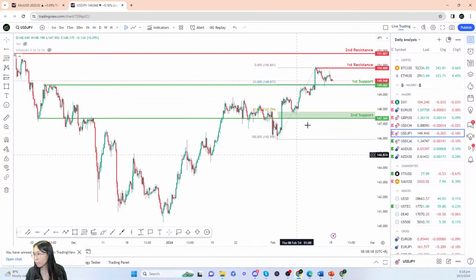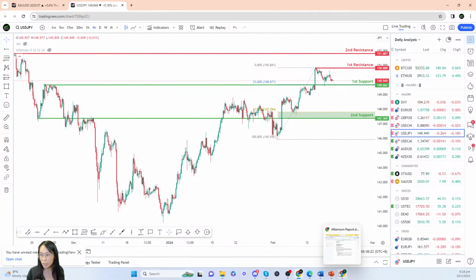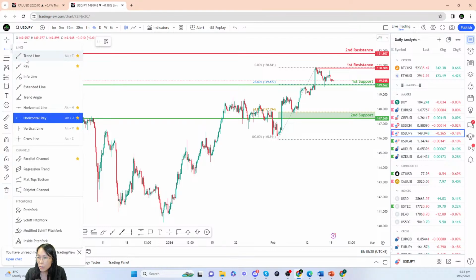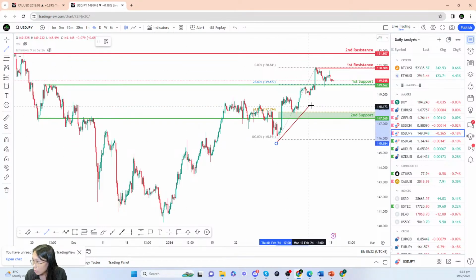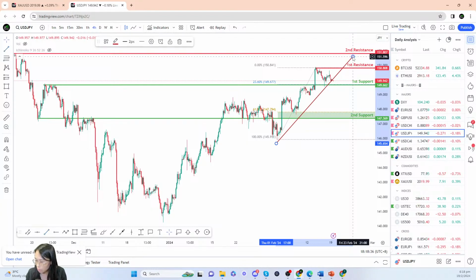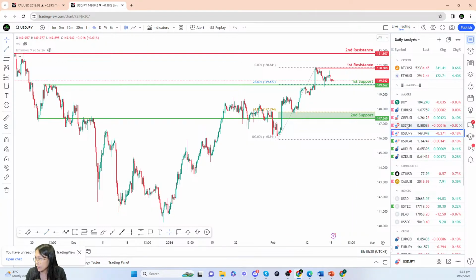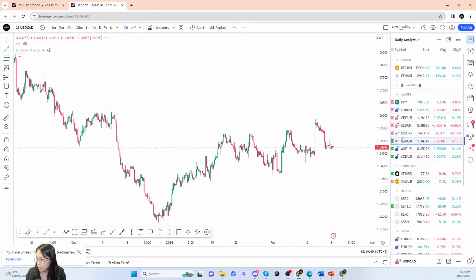We could bounce off the first support and rise to my first resistance level, as this is actually quite bullish. Is there a trend line here? Yeah, but it's kind of broken out already. So yep, not much of a trend line. Next is dollar CAD.